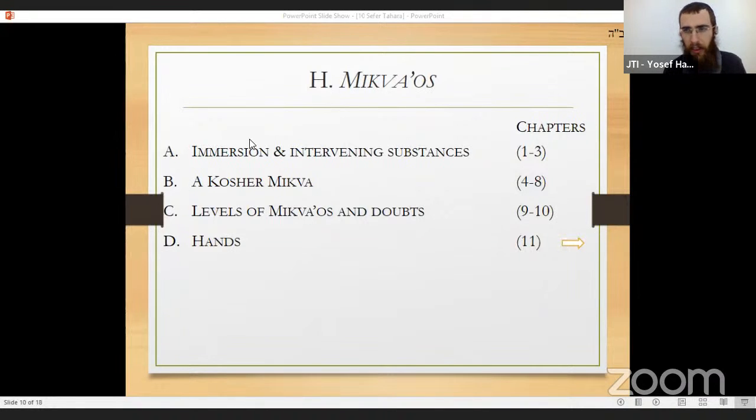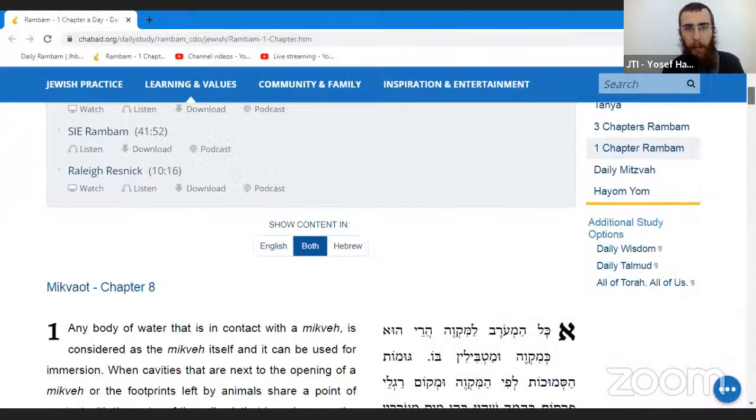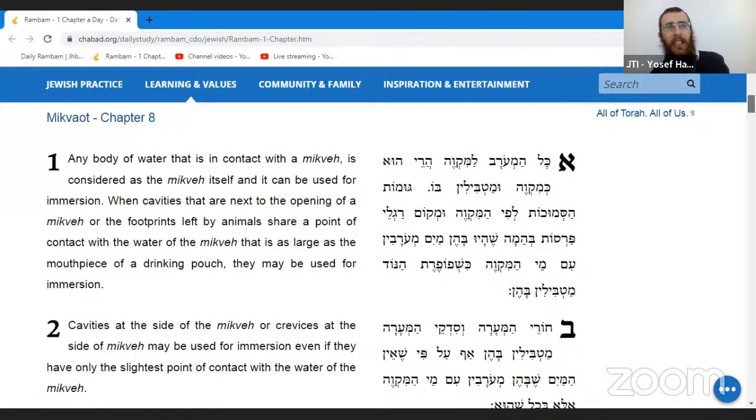Laws of mikvahs, chapter 8, halacha number 1. Any body of water that is in contact with the mikveh is considered as the mikveh itself and can be used for immersion. And cavities that are next to the opening of a mikveh or the footprints left by animals share a point of contact with the water of the mikveh that is as large as the mouthpiece of a drinking pouch. They may be used for immersion.